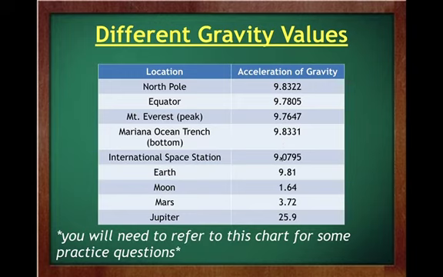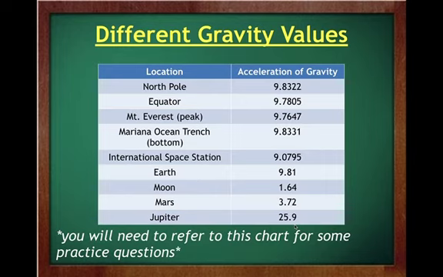And then again, you'll notice different forces of gravity based on places in the universe. Here, the International Space Station is 9.0798, so you're floating a bit more there. On the moon, acceleration due to gravity is 1.64, Mars 3.72, and Jupiter, because it's such a larger mass, would be 25.9 meters per second squared. All of these units are in meters per second squared. So if you're going to talk about feeling, you're going to feel a lot lighter on the moon versus a lot heavier on Jupiter.